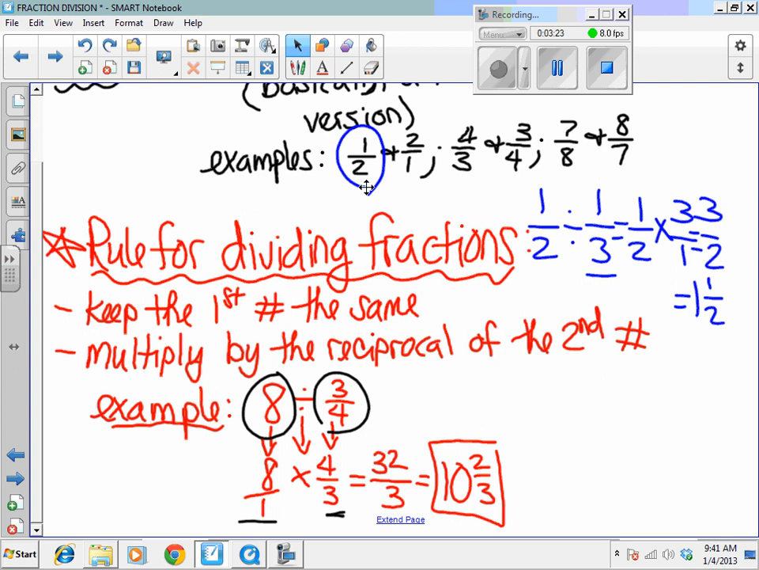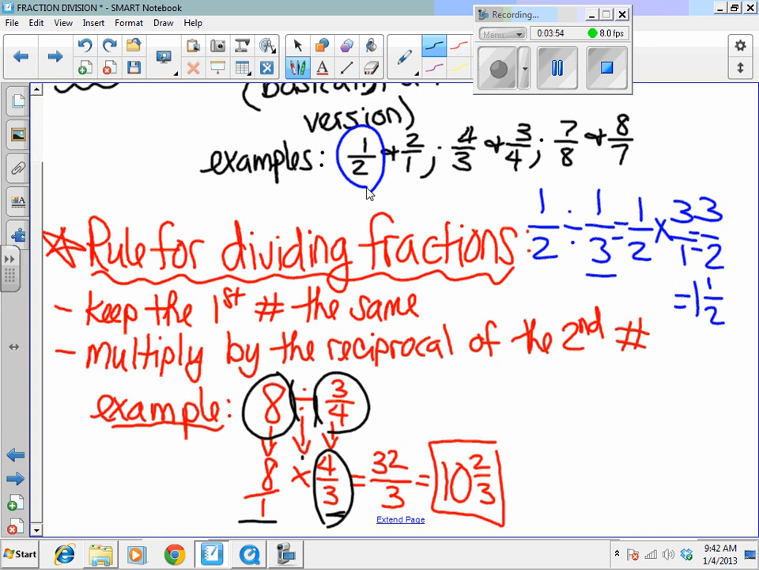Okay? All right? Because whatever you do to one side of the equation, you have to do to the other. If I use this inverse here, I have to use the opposite sign as well. Does everybody understand that? Remember, whatever you do to one side of the equation, you have to do to the other side of the equation. 32/3 equals 10 and 2/3.